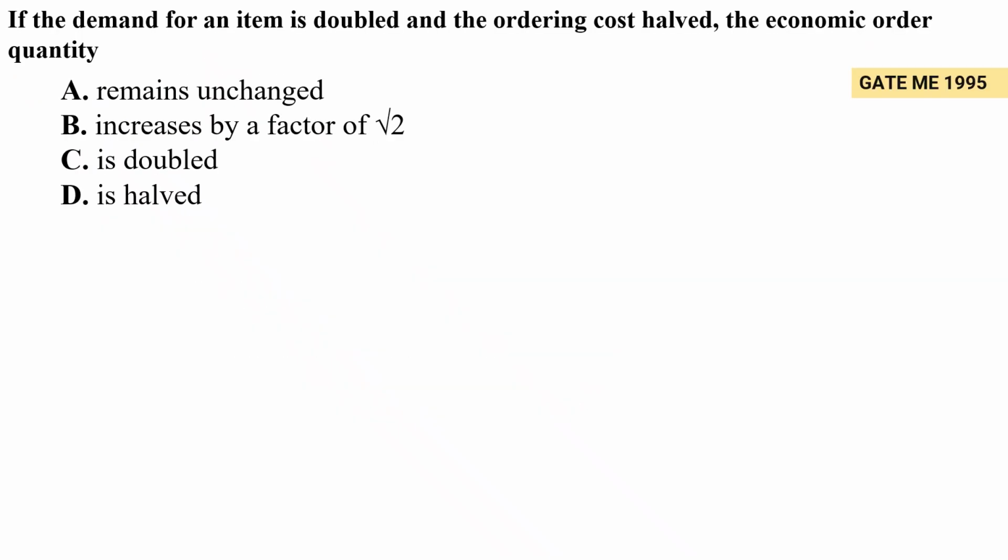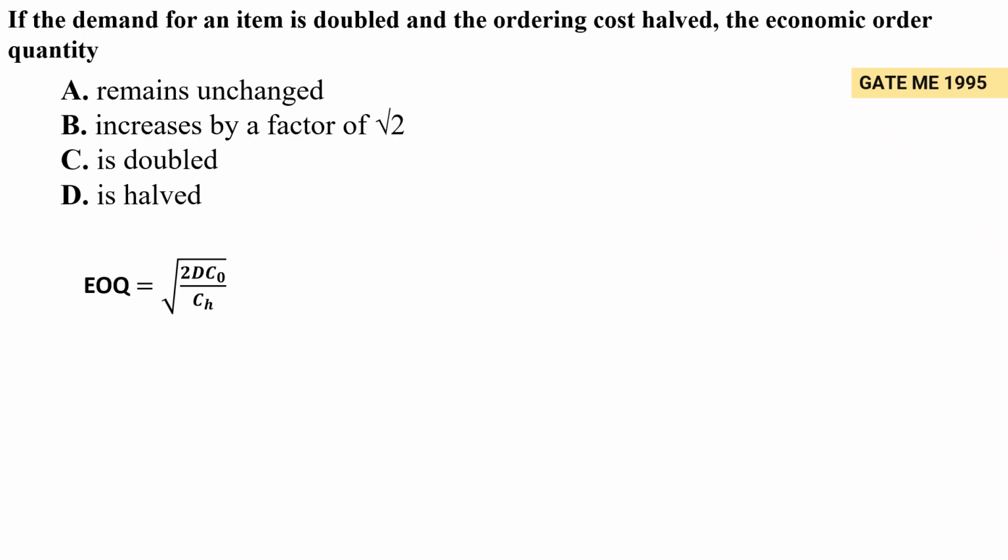Let's see the next question. If the demand for an item is doubled and the ordering cost is halved, the economic order quantity: option A, remains unchanged. Option B, increases by a factor of root 2. Option C, is doubled. Option D, is halved.